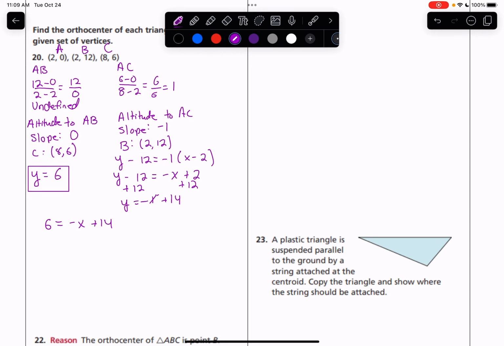And then for the other one here, we're going to subtract 14 from each side. -8 equals -x, which means 8 equals x, which means that the coordinates of our orthocenter are (8, 6).